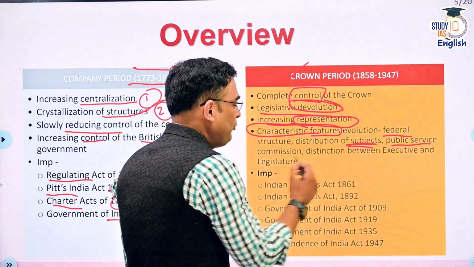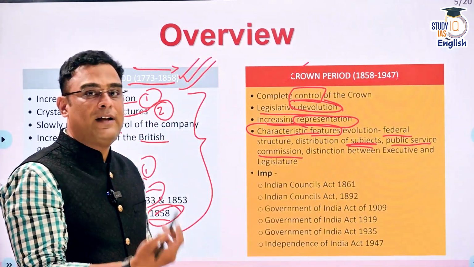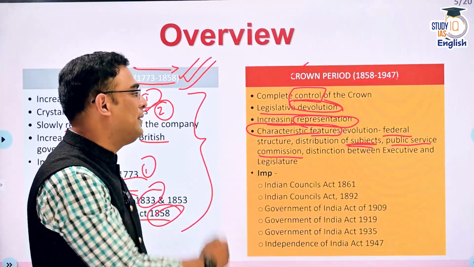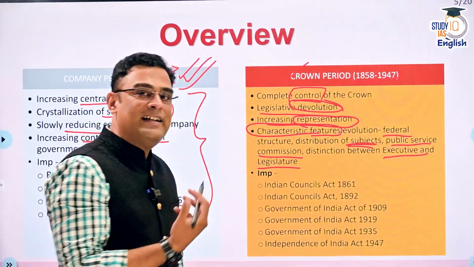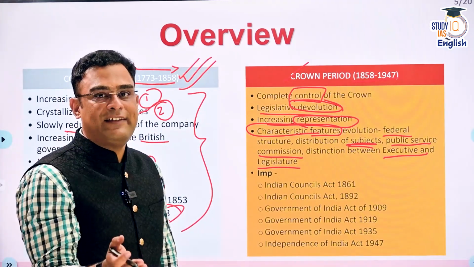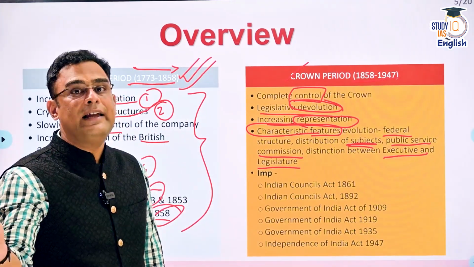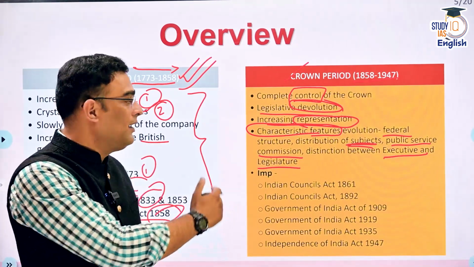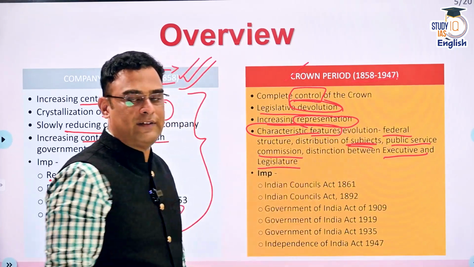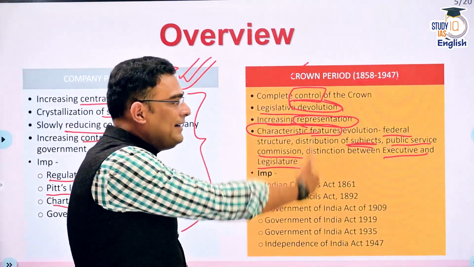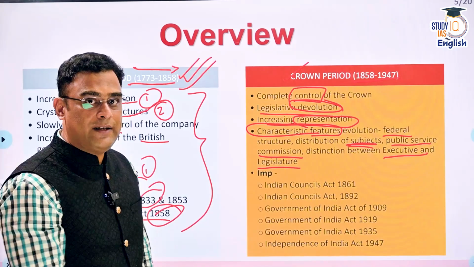Then establishment of Public Service Commission and some other bodies also starts during this phase. Distinction between executive and legislature: two separate aspects, executive is different from the legislature. Judiciary already was separate, but this separation also is going to sharpen in this process. So these are some of the trends that we see in the Crown period.